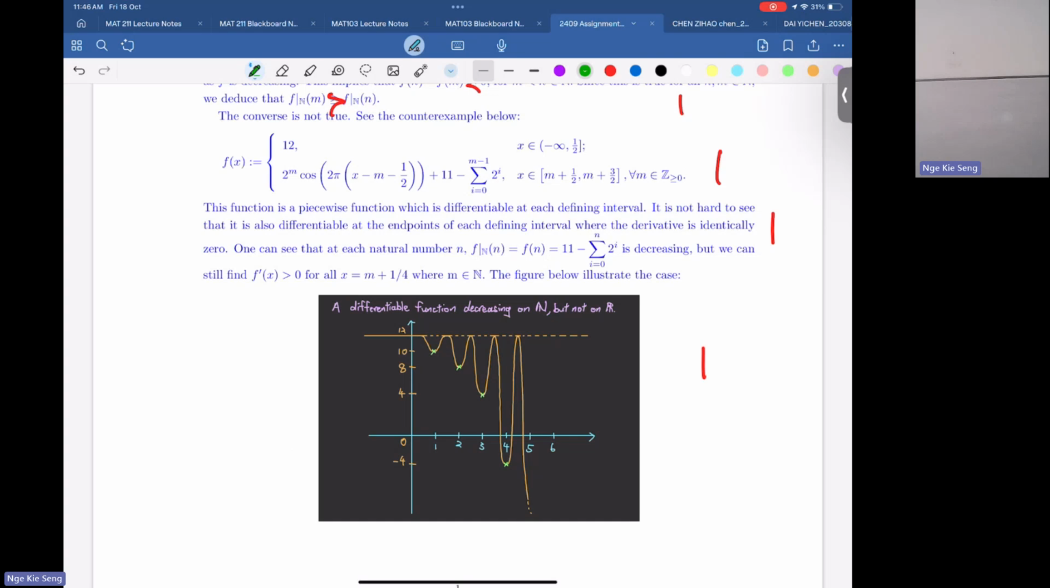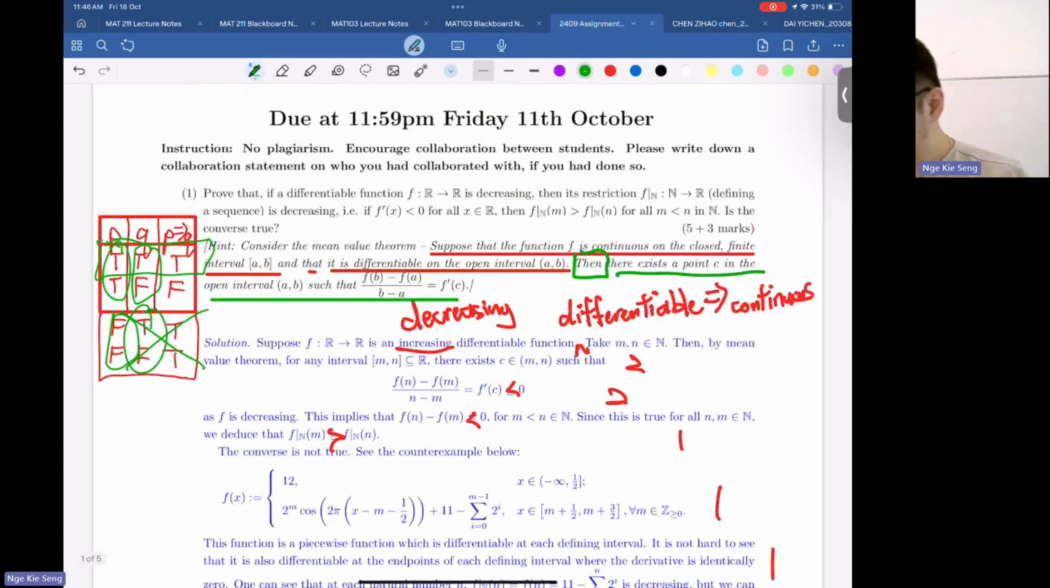How to give a counterexample? Counterexample means you need to fulfill your condition first. So what condition do you need to fulfill first? The converse is what? Sequence decreasing implies the real-valued function decreasing. So you need to check whether your function you started with is differentiable or not. And then check that on the n points it is actually decreasing, but on the real points it could increase sometimes. This is the converse, the other direction. But you still start with a differentiable function, so you need to check whether the function you define is differentiable or not. And then you contradict the decreasing.